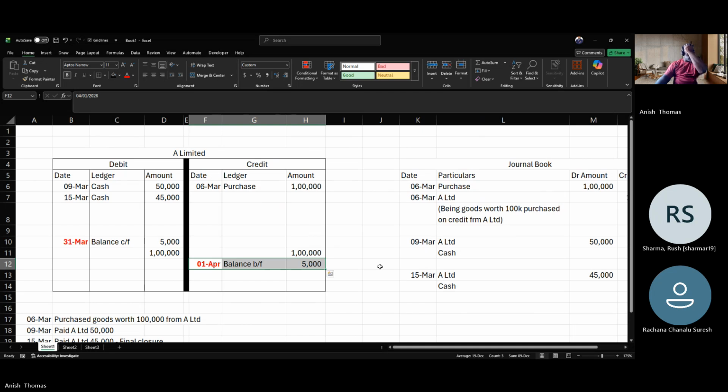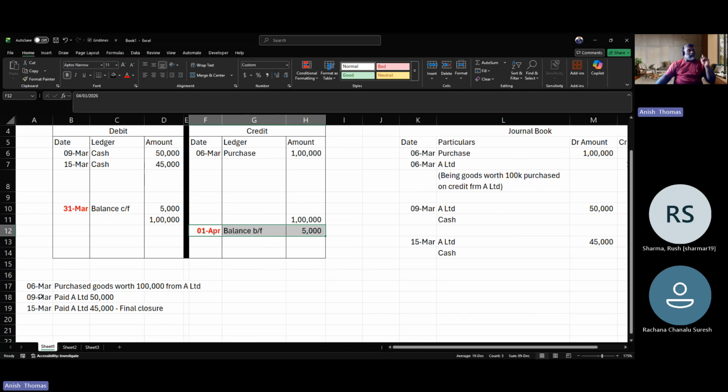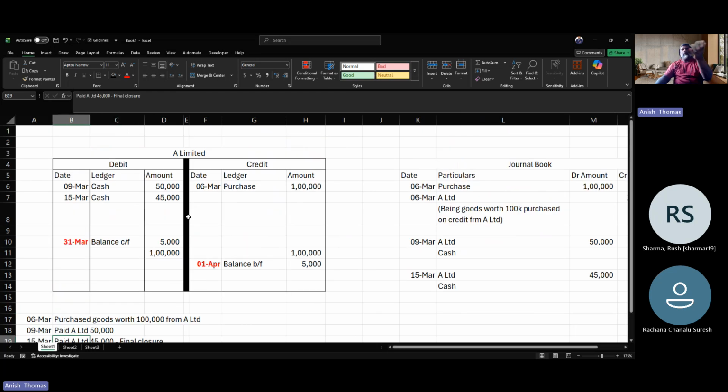Now there is one important piece of information I mentioned. This 45,000 was for final closure of the accounts, which means after I pay this 45,000, I don't owe any money to this party. But as per my books of accounts, you can see there is a balance of 5,000 rupees that is still there.